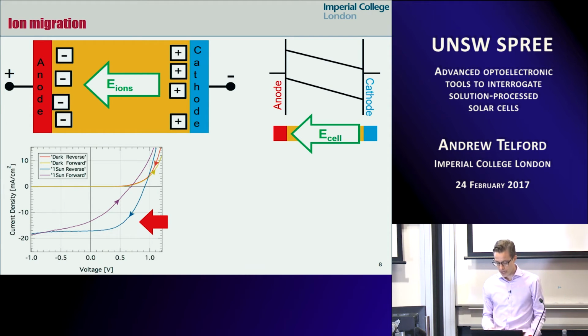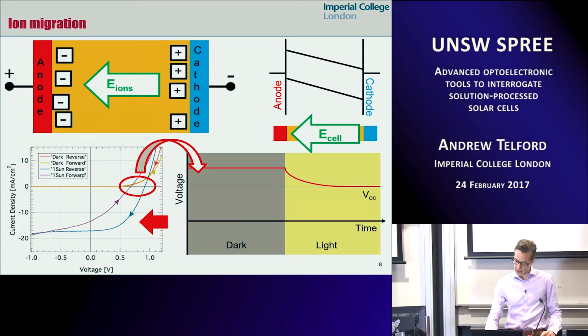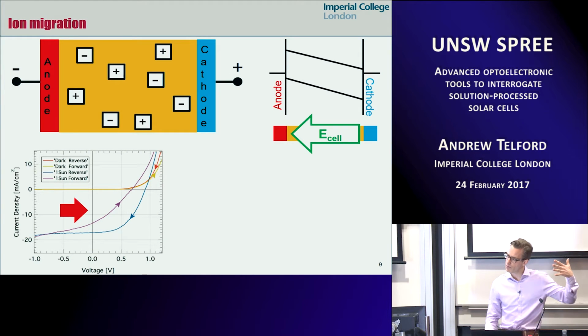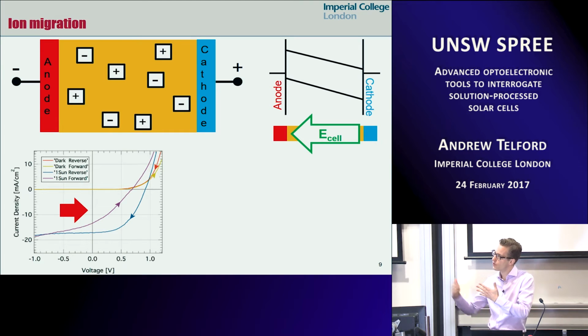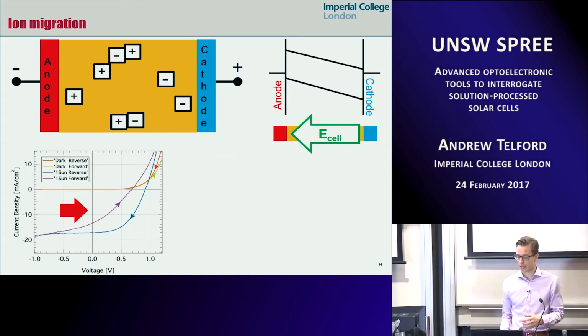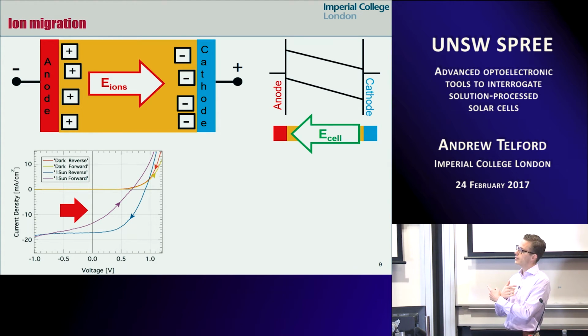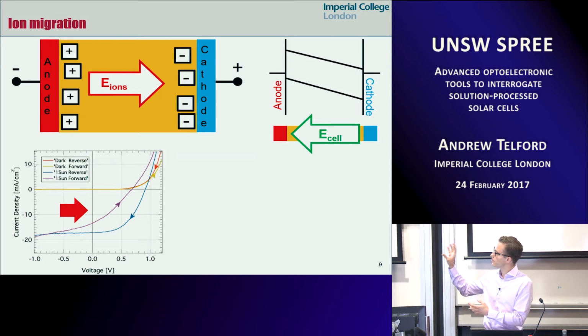Now, if you scan, and I'll get back to that later, if you scan from reverse biases towards forward biases, you can imagine that the situation is reversed, right? So now the electrostatic potential, the electrical field that is formed by accumulation of ions at the interfaces, points against the intrinsic electrostatic field of the cell. So you can imagine that that can affect the performances.